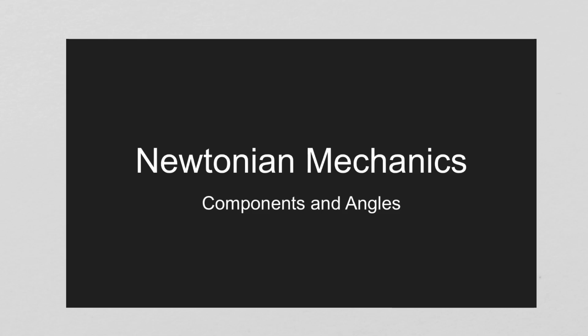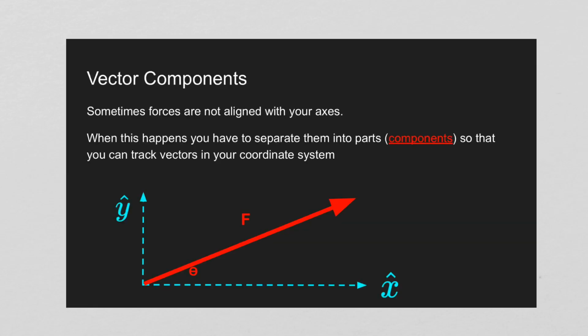We're going to look at Newtonian mechanics, except now we're going to talk about components and angles. And why do you need components and angles? I'm glad you asked. Because sometimes your force isn't exactly along x or y. All right, it's at some angle, theta. So we need to break it into components, which are the parts that point in the x direction, which we'll call Fx, and the part that points in the y direction, which we'll call Fy.